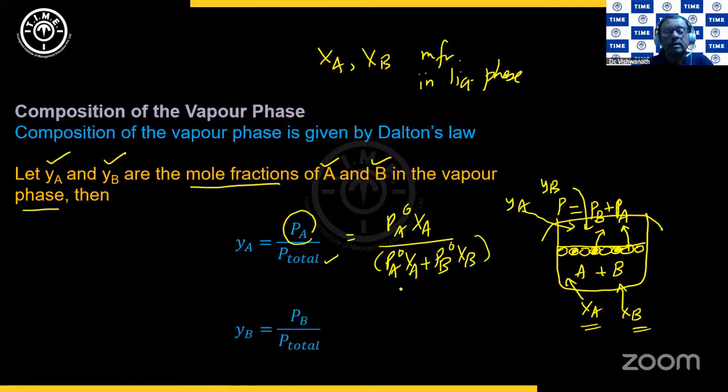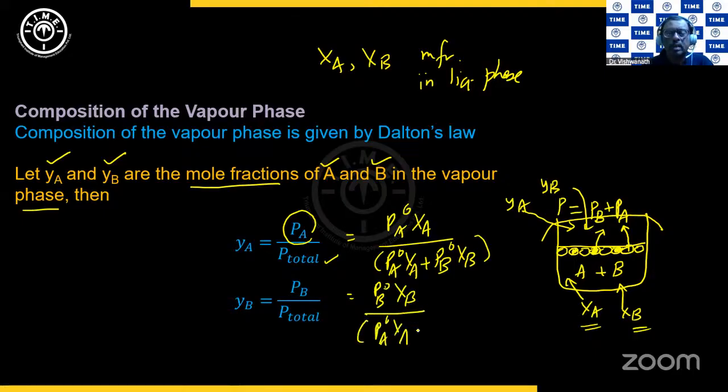Similarly, you will write for YB, which we can write as PB naught XB by PA naught XA plus PB naught XB. So the partial pressure is total pressure multiplied by mole fraction. That is for the vapor phase, because Dalton's law will apply for gases. So this is now a gas. Any vapor is a gas, right? So the gaseous mole fraction multiplied by the total pressure is a partial pressure, which Dalton wrote like this.